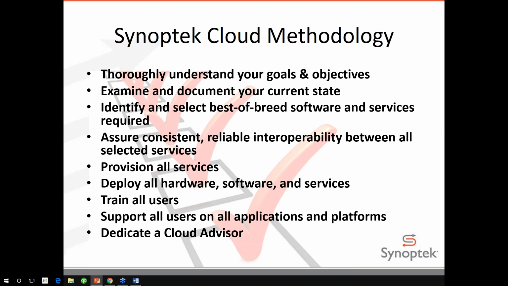They thoroughly understand their customers' goals and objectives. Every IT project begins and ends with the customer, and that's something I've seen Synoptic recognizes. It's more than understanding it, it's documenting it, documenting everything that's going on in your current environment so that we know where we're coming from before we determine where we're going to. They then help you to identify and select the best of breed software and the best of breed services you need to get done what you need to do.